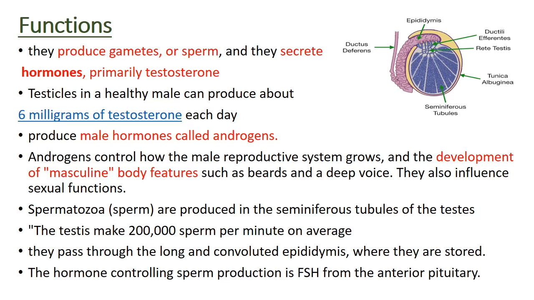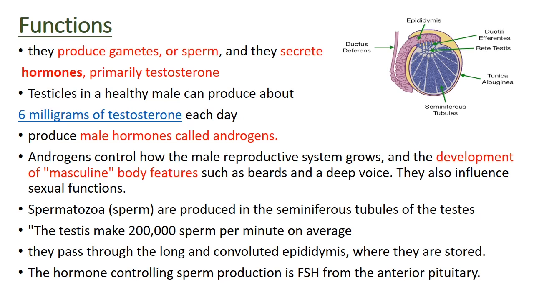Now, the spermatozoa, or we can say the sperm, are produced in the seminiferous tubules of the testes. The testes make 2 lakh sperm per minute on average. Healthy testes make 2 lakh sperm per minute, not per day, per minute. They pass through the long and convoluted epididymis, where they are stored.